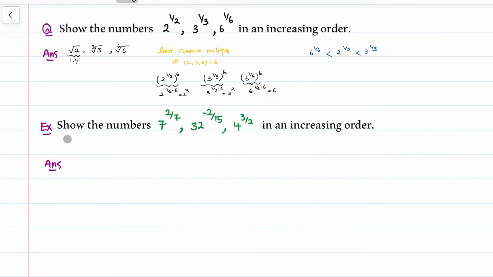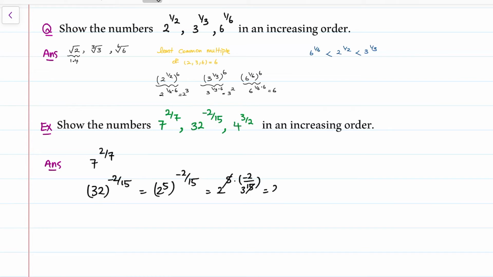So let's solve one more example similar to the previous question. We need to compare these three numbers. Let me simplify them a little bit. I have 7 to the 2 over 7. I cannot simplify it further. How about 32 to the power of negative 2 over 15? So I have 2 to the 5, to the power of negative 2 over 15, and the exponents are going to multiply by each other. So if I simplify that, I get 2 to the negative 2 over 3.